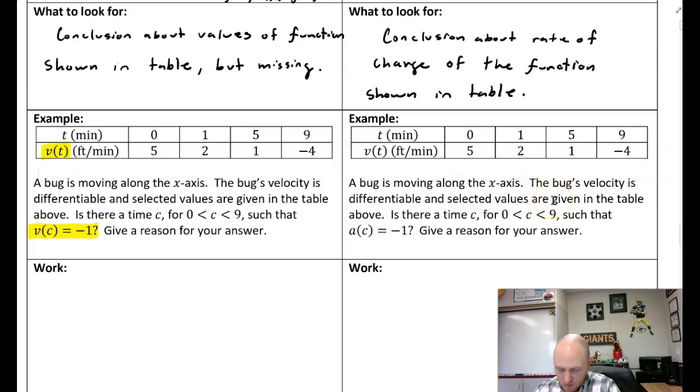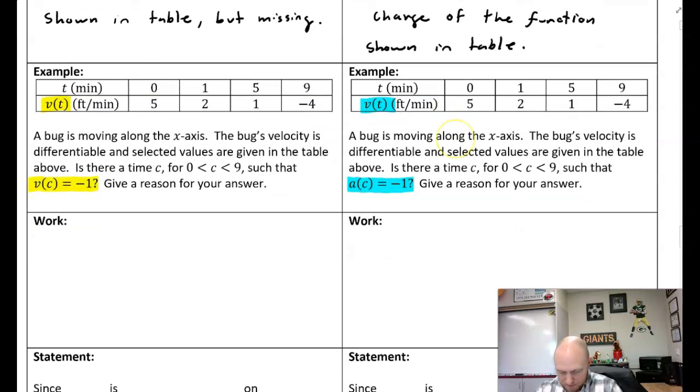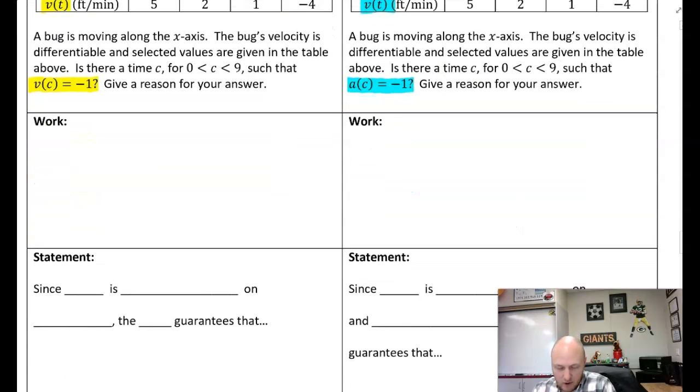Okay, how about here? Well, for this one, they say all of the same things, except they say such that a of c is equal to -1. Well, that's acceleration. Again, this is velocity, so I need the derivative. They're asking me about the derivative of this function. That's the mean value theorem. Okay? All right. So how would we show this?